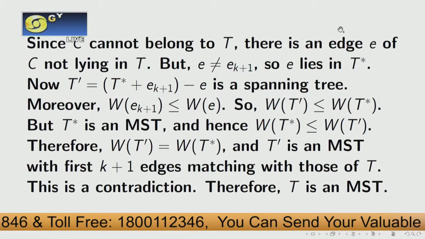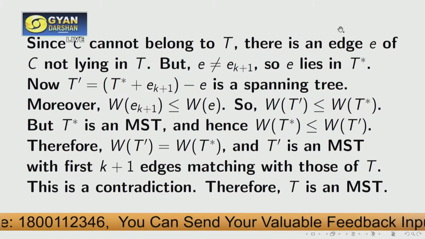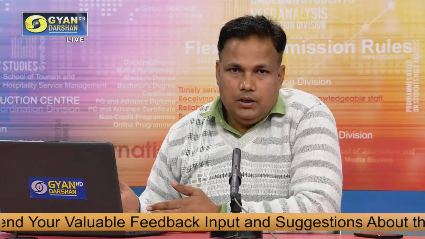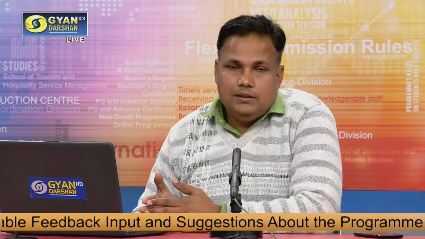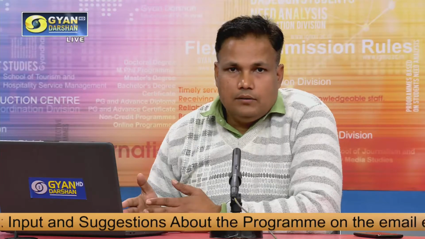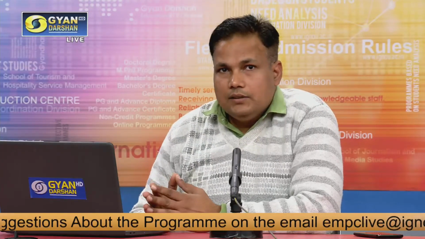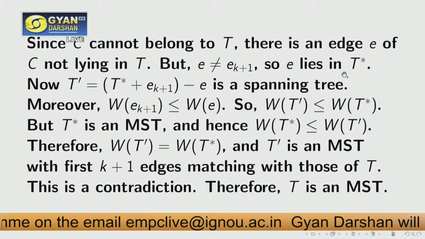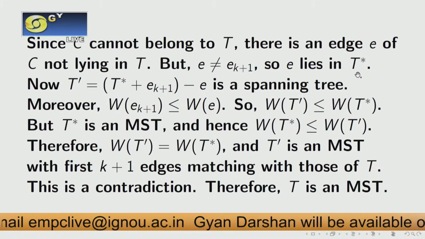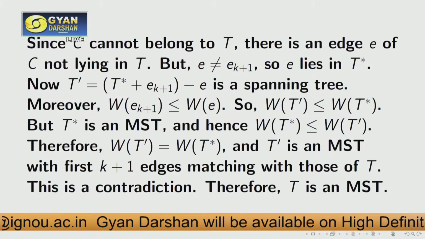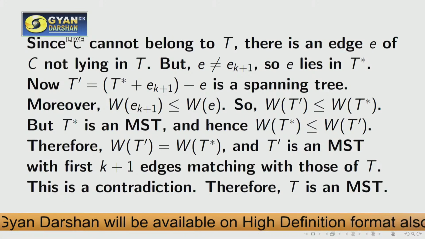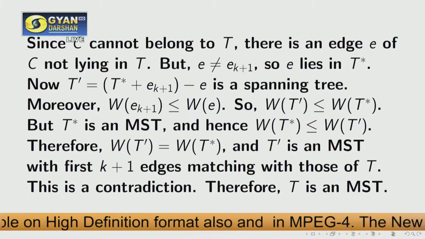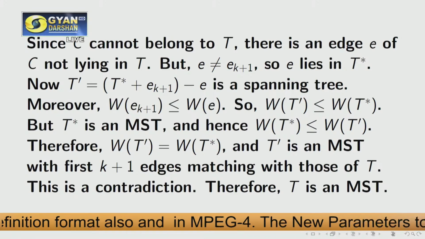Now since e is not in T, that means e is not equal to any of the edges of T. So e is distinct from e1, e2 up to e_{n-1}. In particular, e is different from e_{k+1}, right? And this means e actually lies in T star, because e lies in T star plus e_{k+1}, but e is different from e_{k+1}. So e actually lies in T star, right?